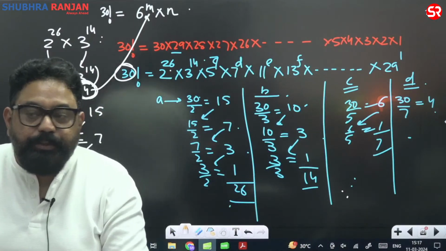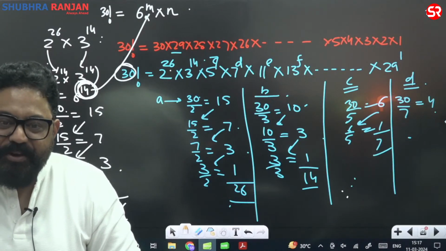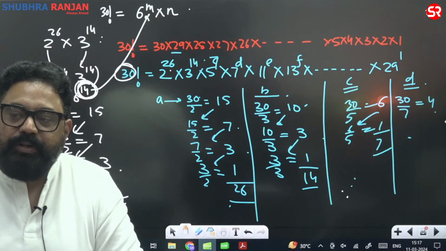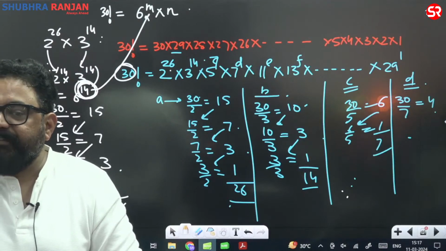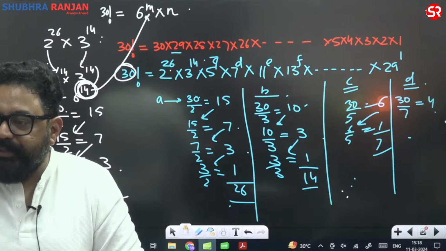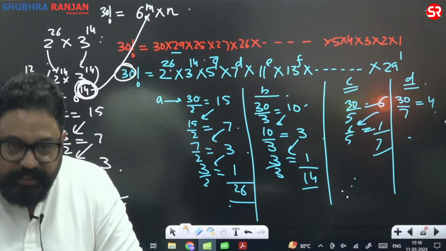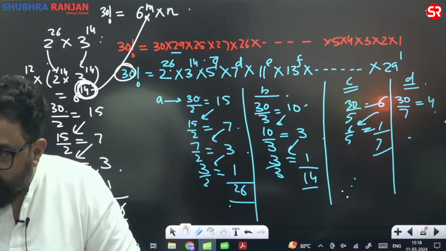Once 3 is consumed, you cannot make a 6. Understand? You cannot make a 6 because all 3's are consumed. So whenever we are talking about combination of prime numbers, prime number with the minimum power is the answer. Is it clear? Shall we do one more?